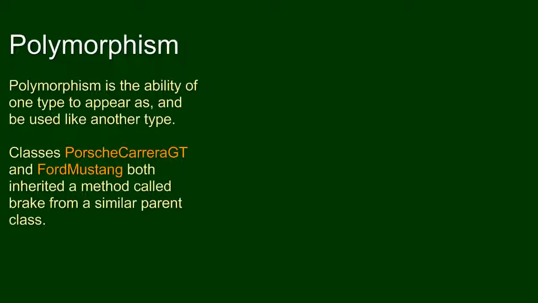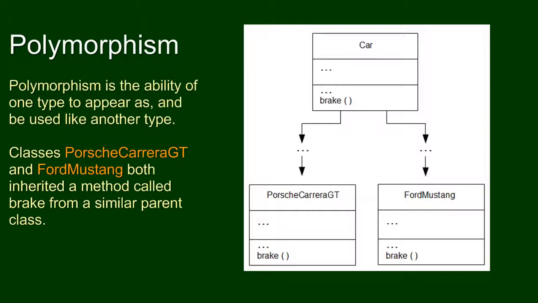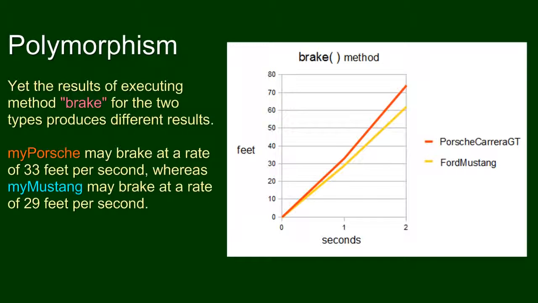Polymorphism is the ability of one type, Porsche Carrera GT, to appear as, and be used like another type, Ford Mustang. Both of these types have a method called brake that was inherited from a similar parent class. Yet the results of executing method brake for the two types produces different results. That is, my Porsche may brake at a rate of 33 feet per second, whereas my Mustang may brake at a rate of 29 feet per second.